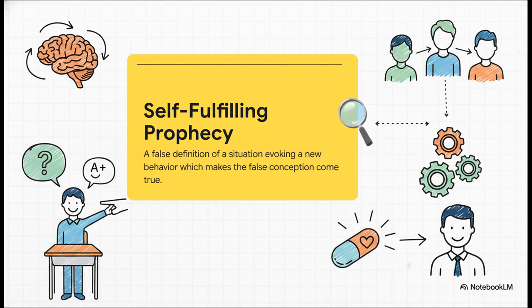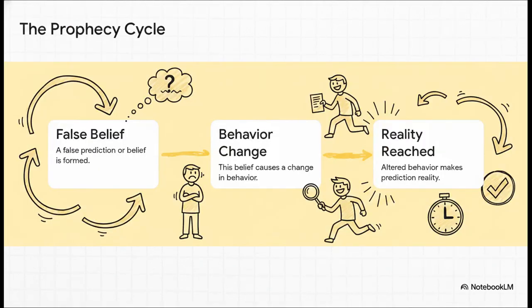This single idea plays a massive role in things like classroom performance, cultural stereotypes, and even the medical placebo effect, where people heal simply because they genuinely believe a sugar pill is real medicine. It basically operates in this cyclical three-step sequence. First, a false prediction or belief is formed. Second, that belief causes a change in the person's behavior. And third, that altered behavior directly forces the original false prediction to become reality.